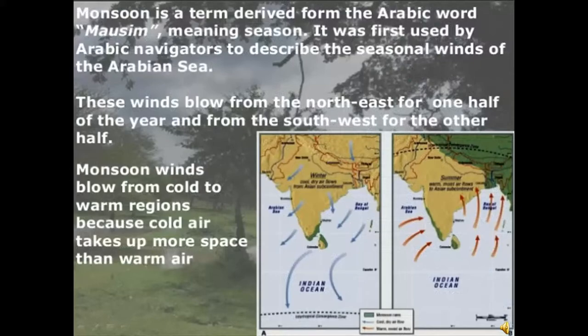So what does the word monsoon mean? It is typically derived from the Arabic word Mawsim, which means season. Initially, Arabic navigators started moving in the direction of the winds and they gave this name. Now, these winds blow from the northeast for one half of the year and southwest for the other half of the year.